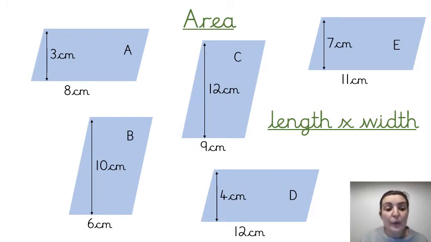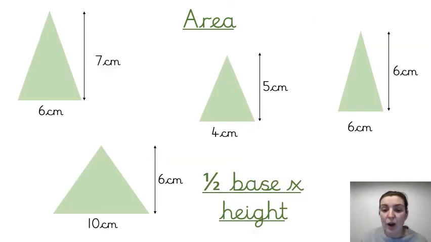Okay, so you should have done B, you should have done 10 times 6, C, 12 times 9, D, 12 times 4, and E, 11 times 7. So have a look at if you did that. And then finally, what I want to look at for this section is the area of a triangle. So the area of the triangle is slightly different. You can't just multiply those two numbers together.